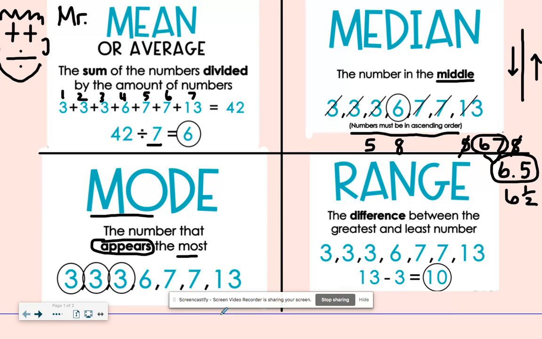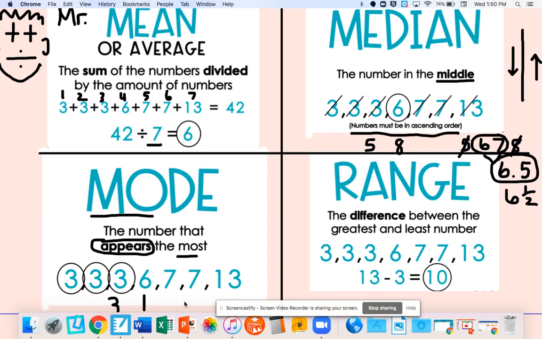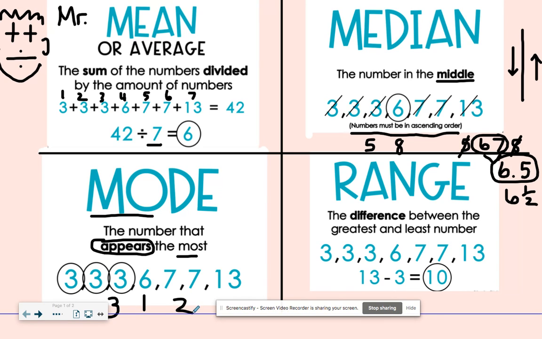So in this case, we have a 3, a 3, a 3, a 6, a 7, a 7, and a 13. 3 shows up 3 times. 6 shows up 1 time. 7 shows up 2 times. And 13 shows up 1 time. So the one that shows up the most often is going to be our 3s.